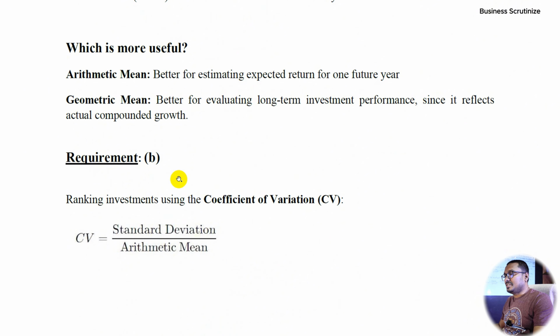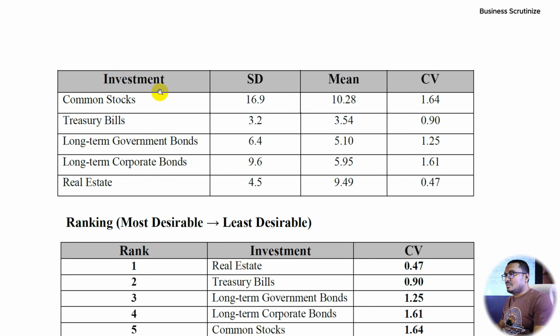Now for requirement B, ranking investments using the coefficient of variation, CV. As we know, the CV can be computed using the standard deviation divided by the arithmetic mean. Now we have the investments given in the problem: common stock, treasury bills, long-term government bonds, long-term corporate bonds, real estate, and their respective standard deviation and mean. Now we have to find out the CV. As we know, standard deviation by mean is used to compute the coefficient of variation.